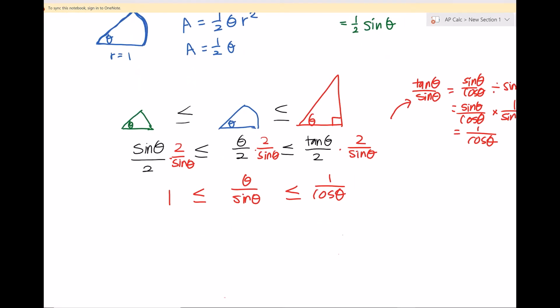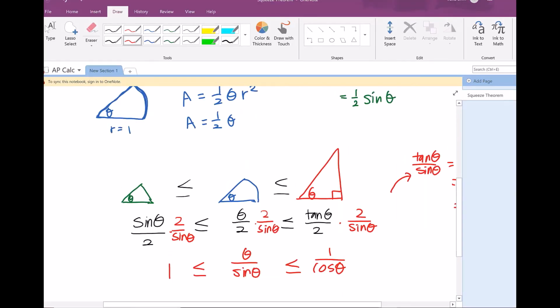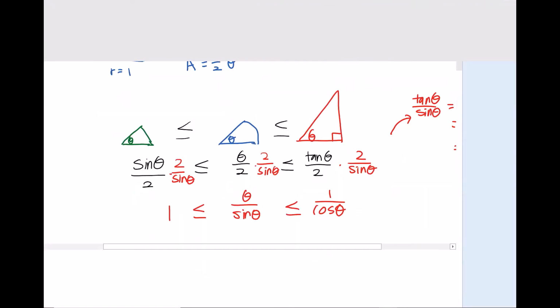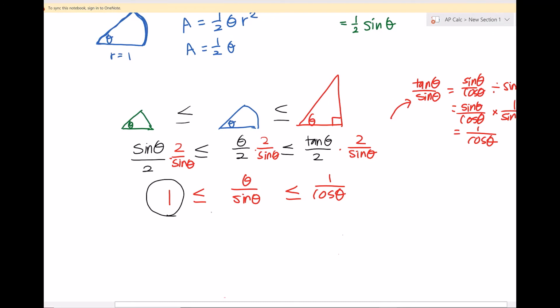Now remember, this is an example where we're illustrating the squeeze theorem, right? So that means we're somehow going to match up these ends. Right now, when you look at 1 and 1 over cosine theta, that should really have no meaning, right? 1 over cosine theta, maybe some of you guys are thinking secant, but that's not really much of a connection.